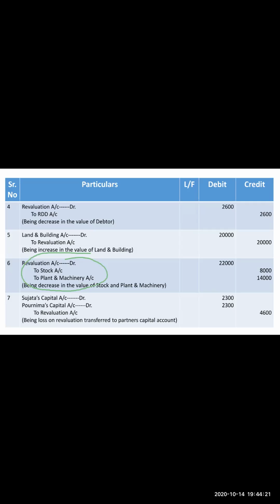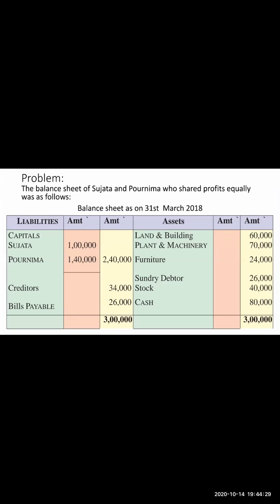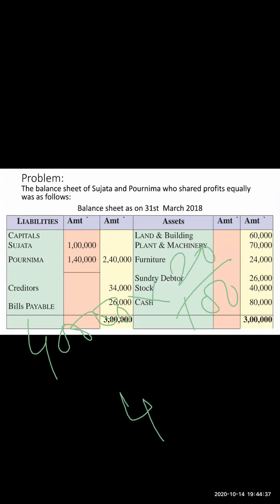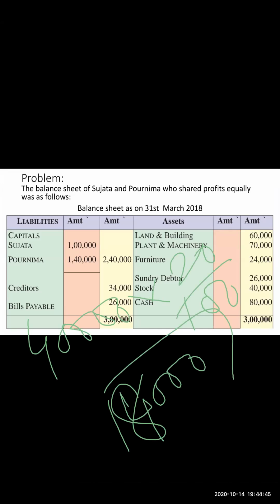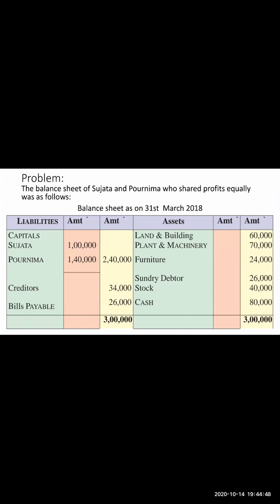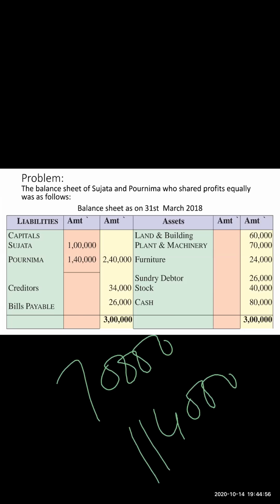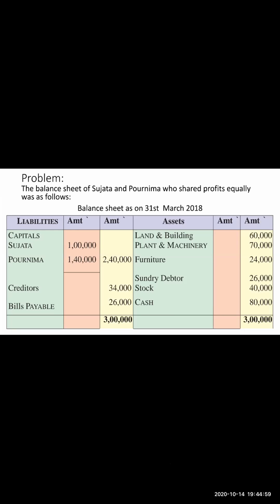Okay, अब कितना decrease बोला है? 20% of stock and 20% of plant and machinery. तो कितना stock है मेरे पास? I am having 40,000 stock. तो 40,000 का 20% will be how much? It will be 8,000. 40,000 का 20% will be 8,000 and plant and machinery कितना है? 70,000. तो 70,000 का 20% will be 14,000, right? So 8,000 and 14,000.